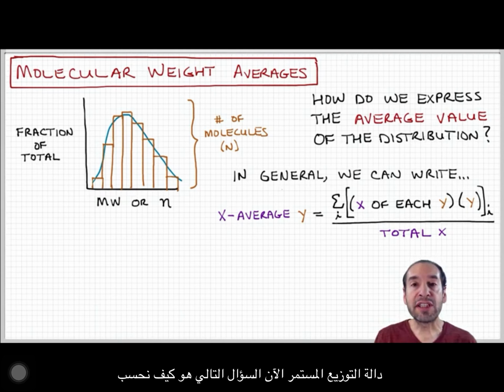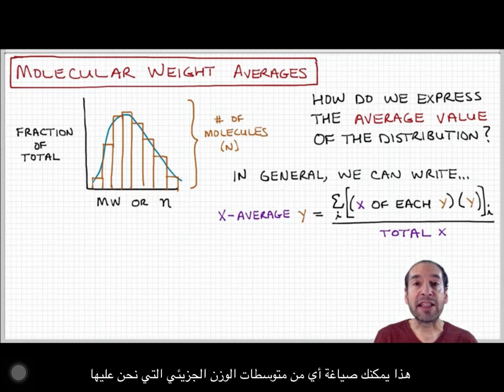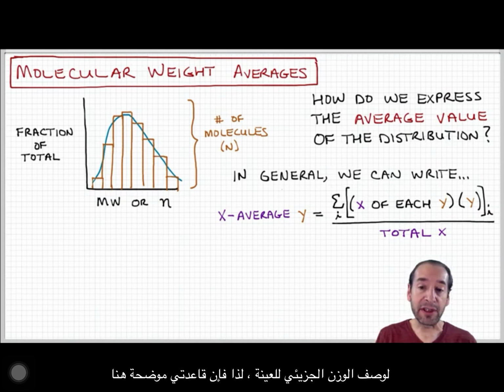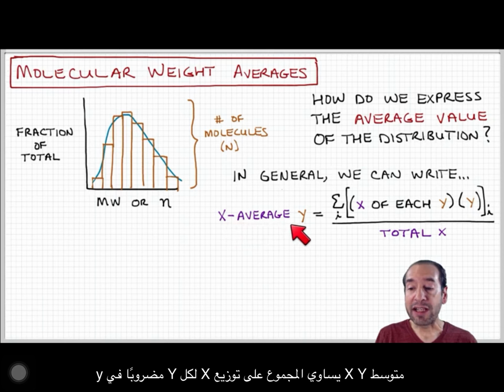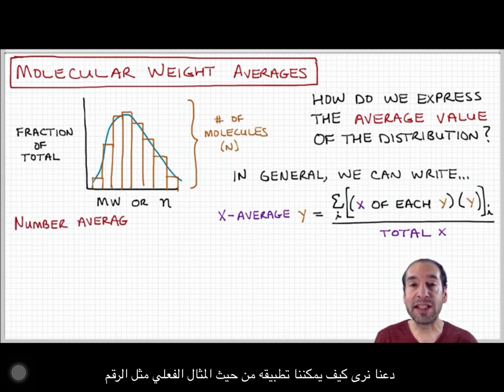So now the next question is, how do we compute an average? I'm going to propose a general rule that if you just remember this, you can formulate any of these molecular weight averages that we're going to talk about, because there's more than one kind of average that we can use to characterize the molecular weight of the sample. So my rule is shown here. The x average y is equal to the sum over the distribution of x of each y times y over the total x. This probably looks kind of weird the way it's written right now, but let's see how we can apply it in terms of an actual example.